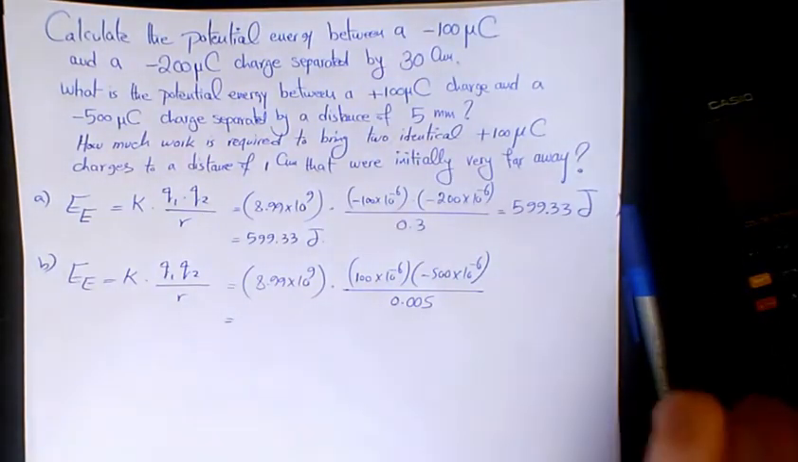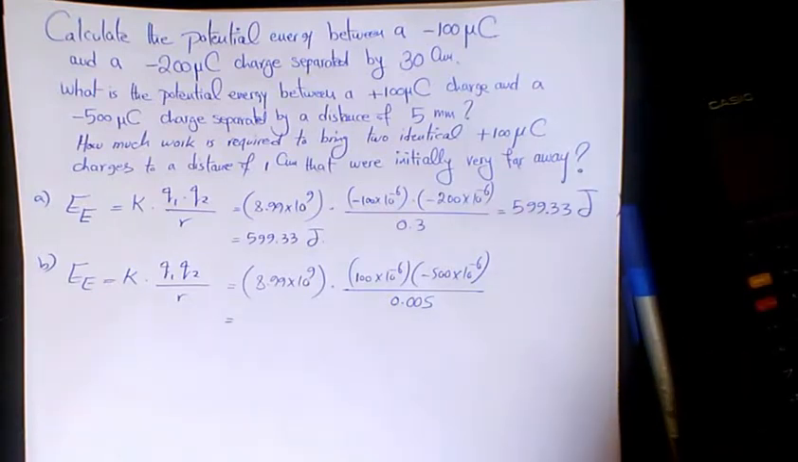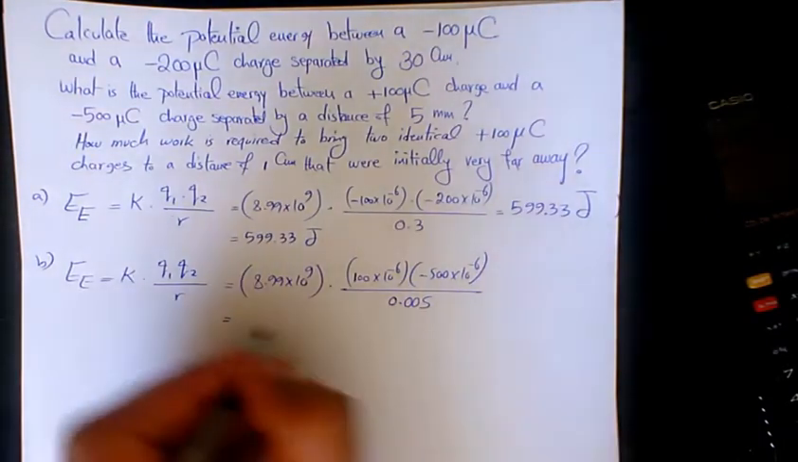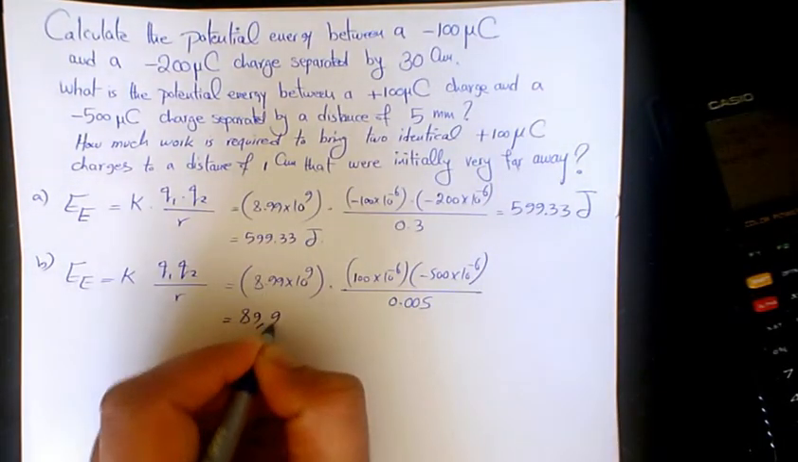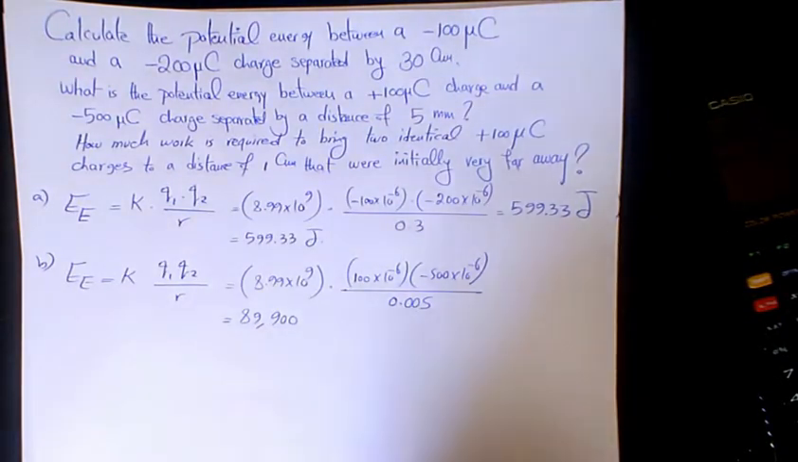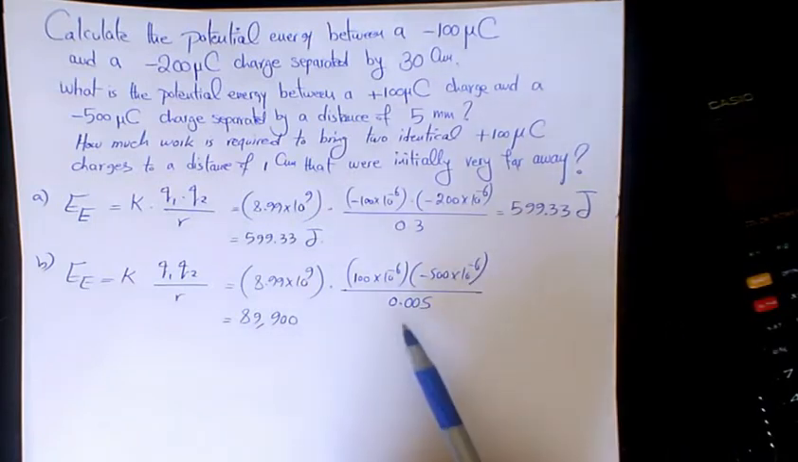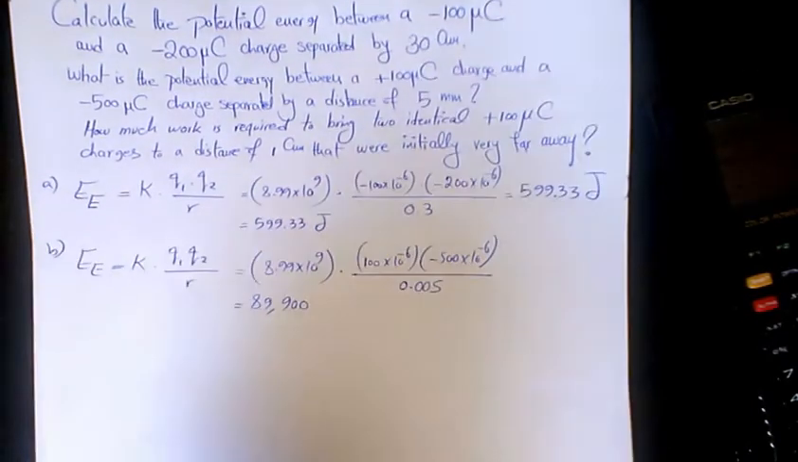So that will be 8.99 times 10 to the power of 9 times 100 times 10 to the power of negative 6 times 500 times 10 to the power of negative 6 divided by 0.005. That's going to give me 89,900. It is much bigger because, first of all, Q2 is bigger. Second of all, R is a lot smaller. Since it's in the denominator, it's going to make it bigger.